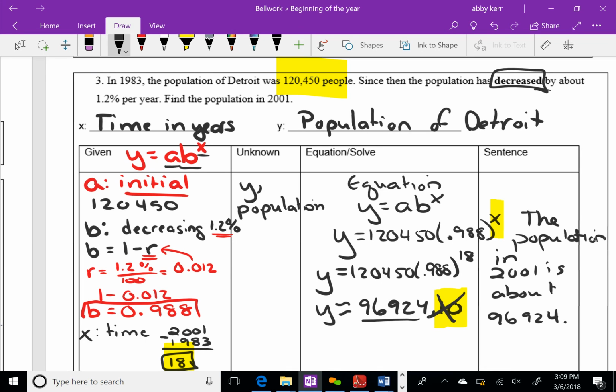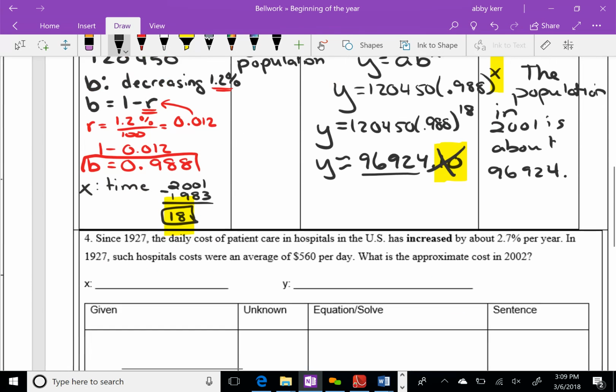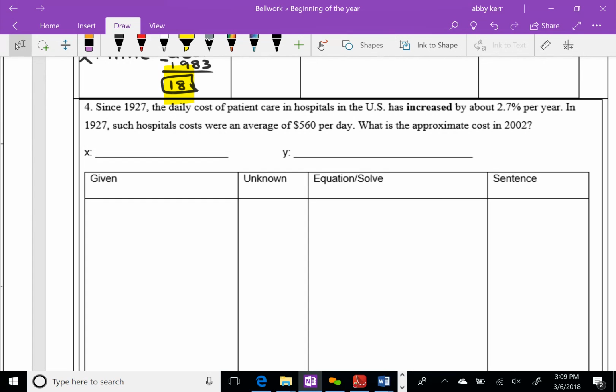Now for number 4, it's going to be very similar to that. So you just want to make sure that you know, the only difference between these problems are decreasing and increasing. So for number 4, it says, since 1927, the daily cost of patient care in hospitals in the U.S. has increased by about 2.7% each year. In 1927, such hospital costs were on average $560 a day. So what is the approximate cost in 2002?